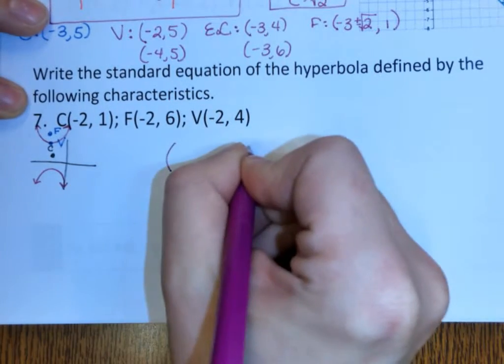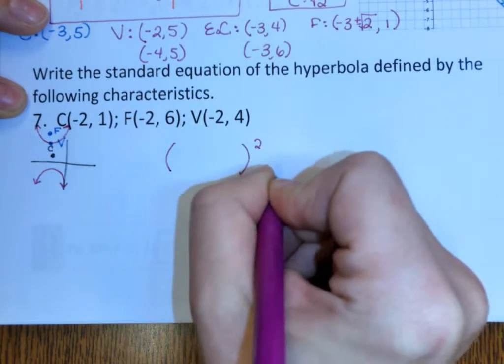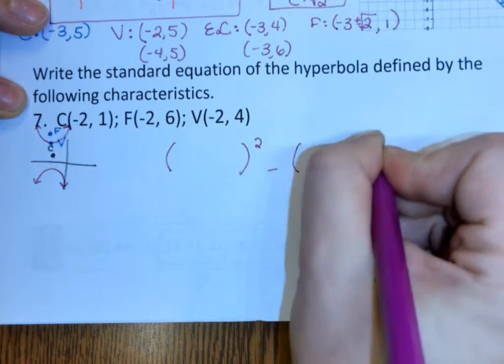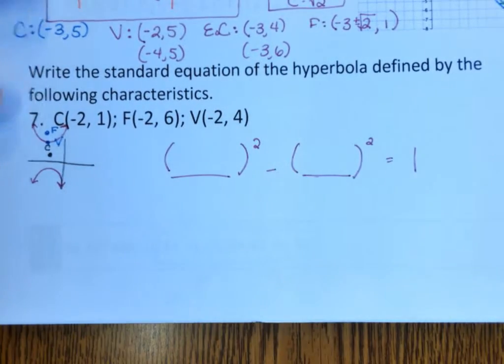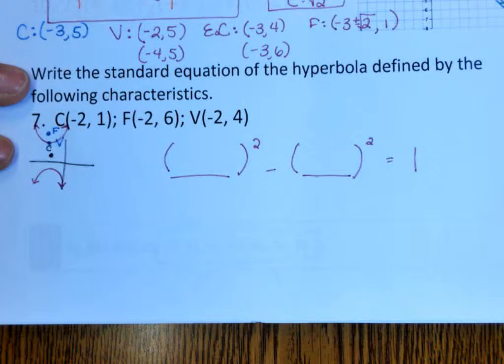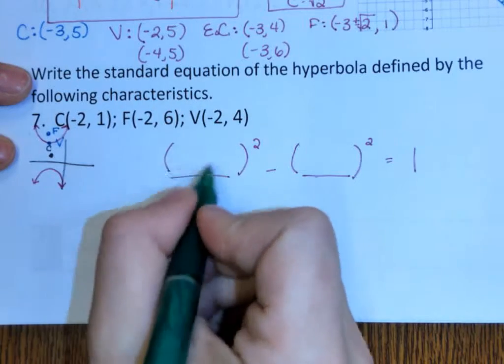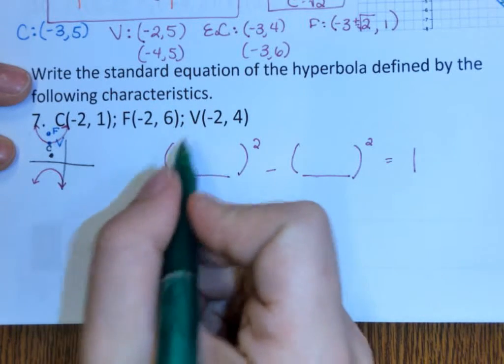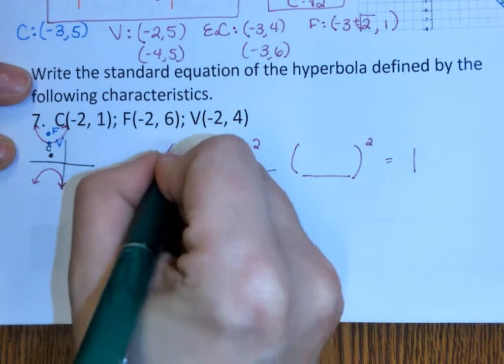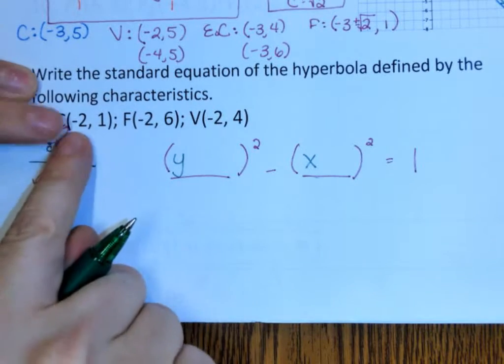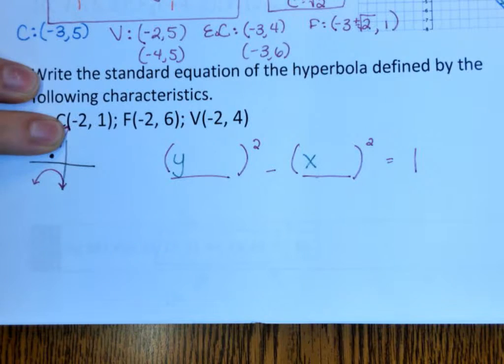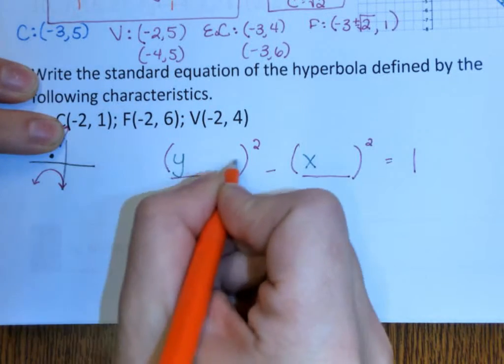So when I'm talking about my conic section for this one, the general setup for all of my hyperbolas, they all have that in common. Because it opens up and down, which variable is going to go first here? Y. That means this is x. So we have the center is (-2, 1). So be very careful when you're talking about order. What number is going to go here?